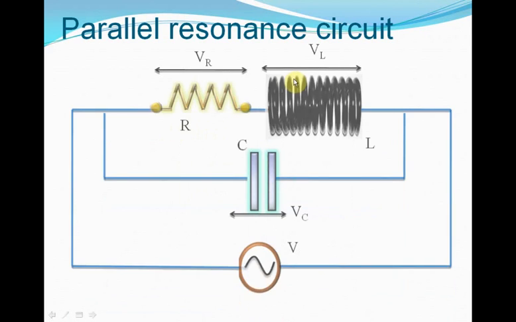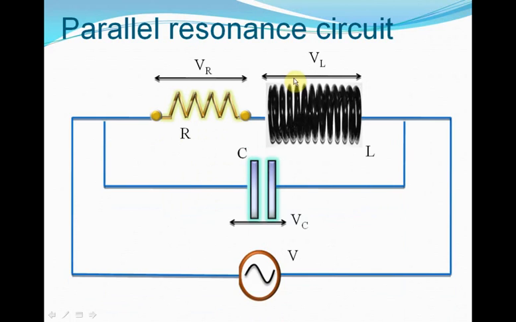Let's now move on to the next concept. We just studied a series resonance circuit. So we calculated the condition for resonance in a series circuit. In an AC parallel circuit, the condition for resonance is different.